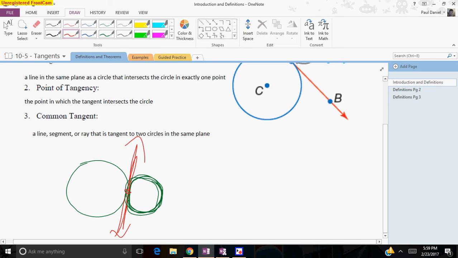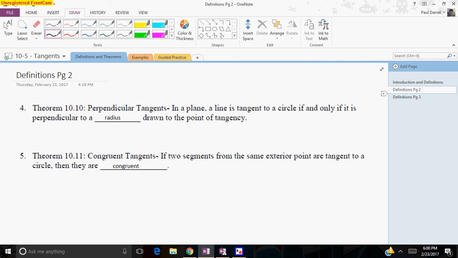That's one way. Another way to get a common tangent on circles is, for example, something like this, where it is tangent to the big circle at this point and the little circle over here at this point. So that is also a common tangent to these two circles. So you have lots of different ways where you can end up with common tangents. Okay, it's a line, segment, or ray that is tangent to two circles in the same plane.